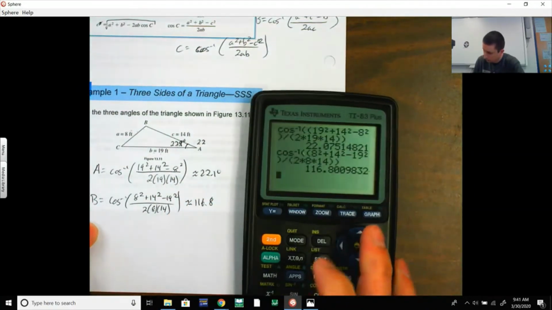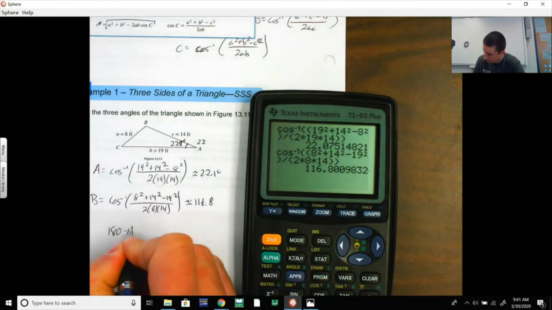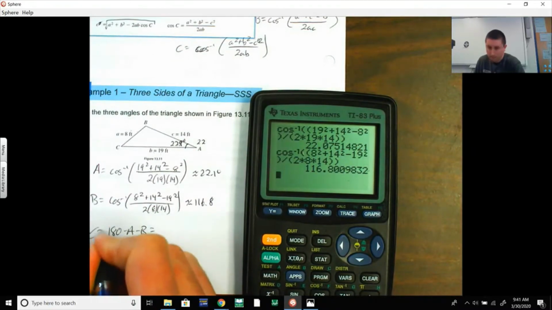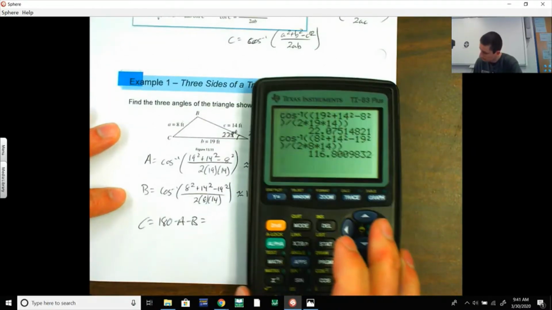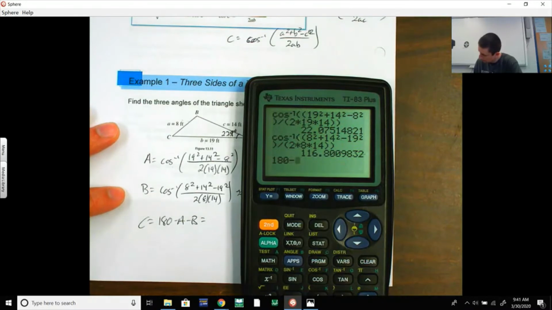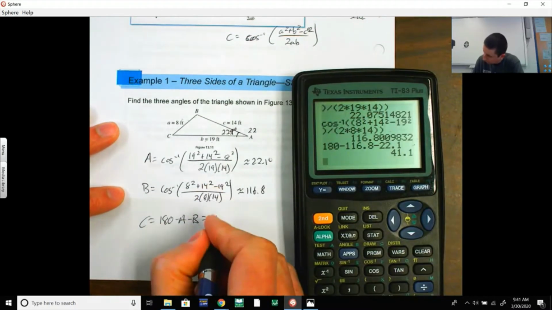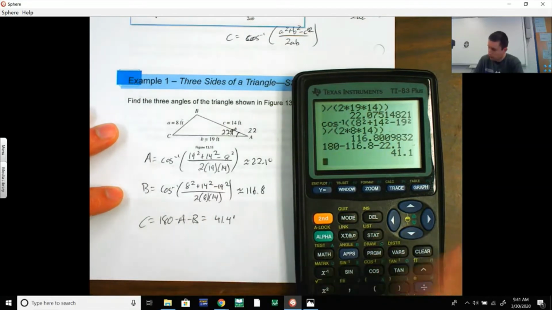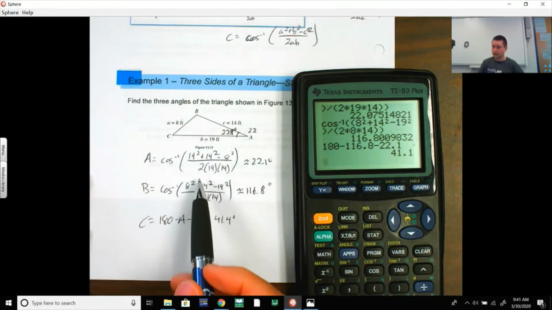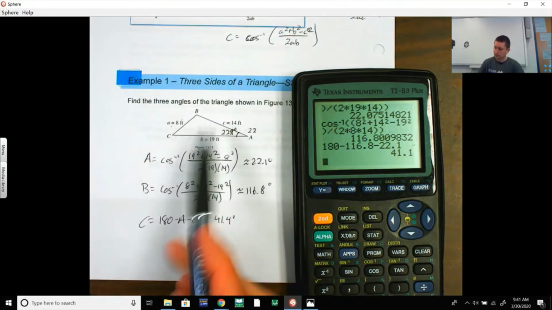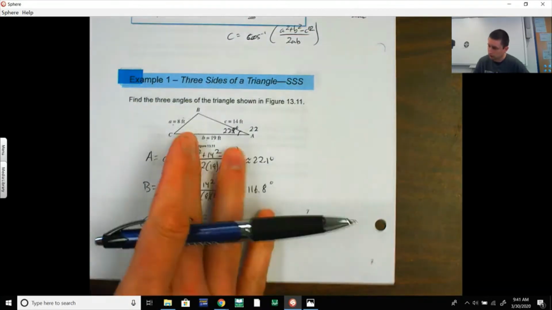And then I'll take 180 minus A minus B to get my third angle. That's C. So 180 minus 116.8 minus 22.1, so about 41.1. So remember, you can use the law of cosines twice. After the first one, you can use the law of sines, and then just 180 minus those two to get those two angles.